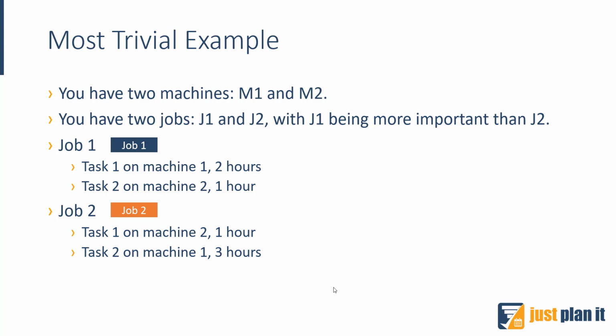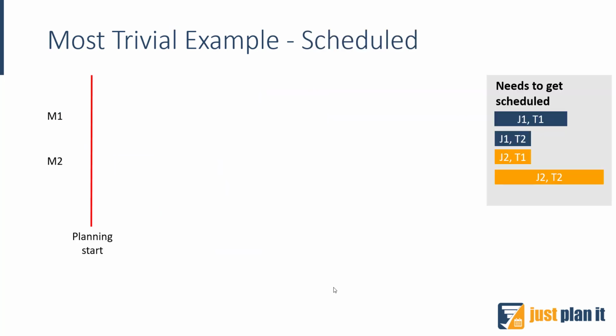We have got machine 1 and machine 2, and here we have got 2 jobs. Job number 1 has 2 tasks, machine 1 and machine 2, 2 and 1 hour. And pretty similar, in job 2 we have got task 1 and task 2. It is like a different routing. First machine 2 1 hour, and then machine 1 3 hours. So now if we schedule that, then this is just like a little repetition of what you learned about automatic forward scheduling.